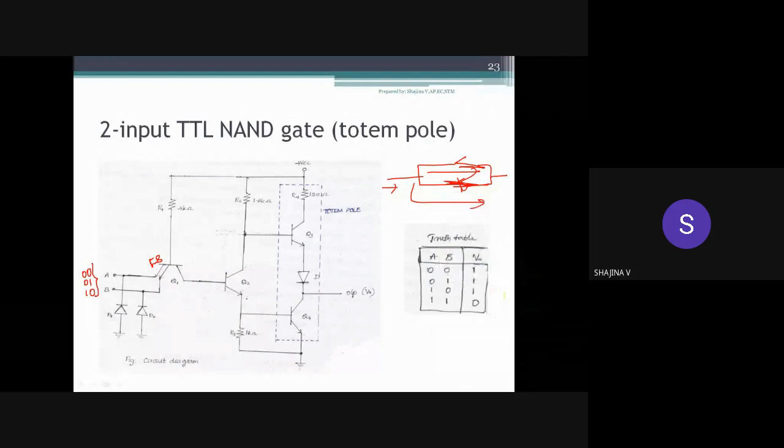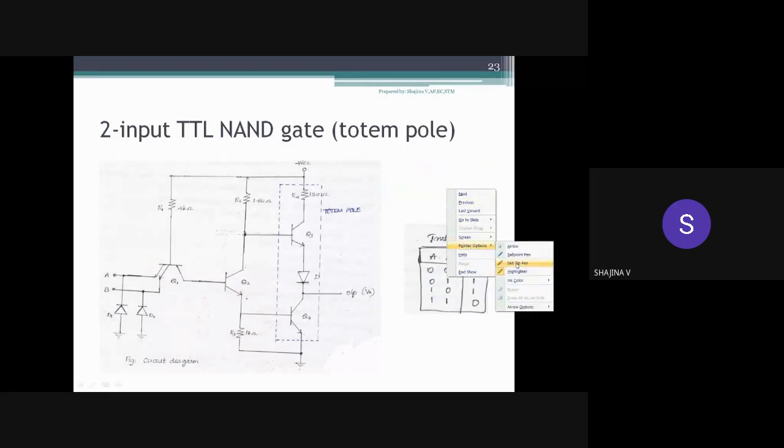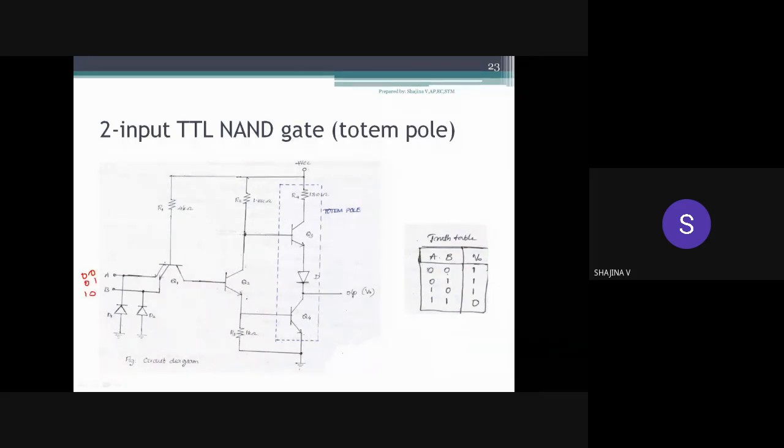So we can say, when any one of the inputs or both the inputs are 0, that is 0 0, 0 1, 1 0, under this condition this base emitter junction will be, either both or any one of them, forward biased and this junction will be reverse biased, and we can say there will not be any current flow to the base of the transistor. So this transistor Q2 turns off.